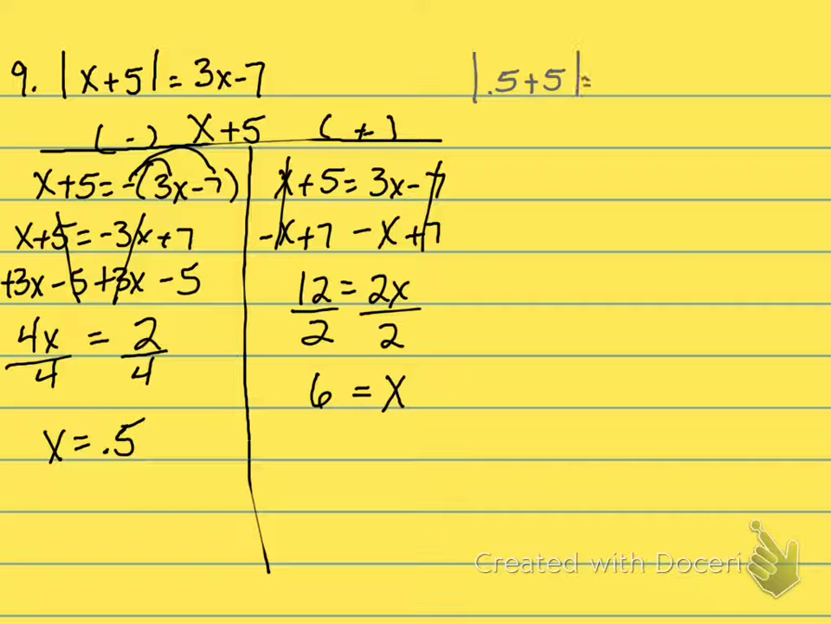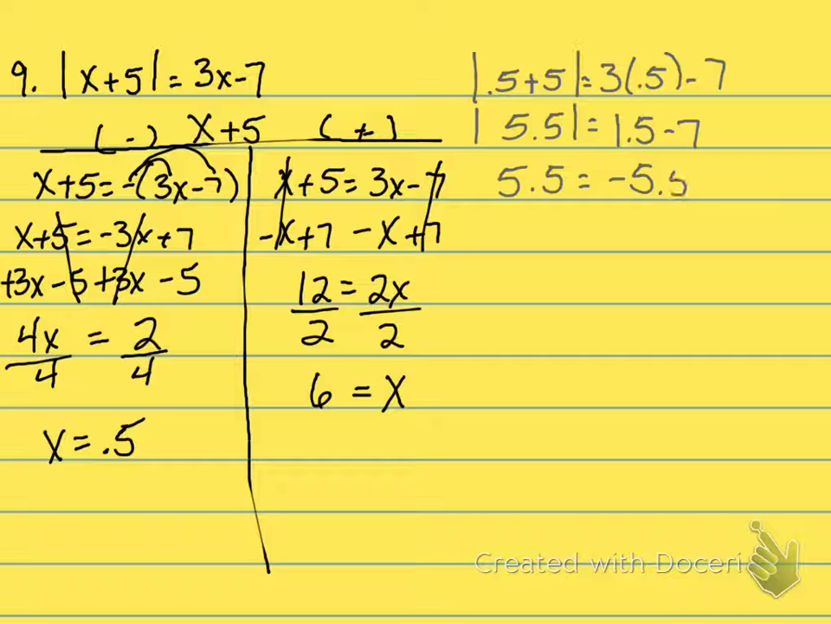Now I need to check my work for the extraneous solutions. So I start by taking my original equation, and I plug in 0.5 for x. Slow this down just a little bit. So we have the absolute value of 0.5 times 5 is equal to 3 times 0.5 minus 7.